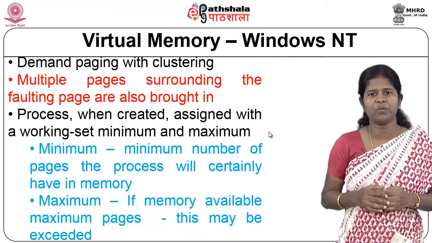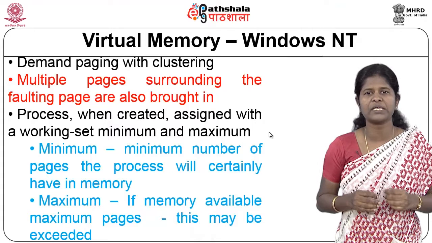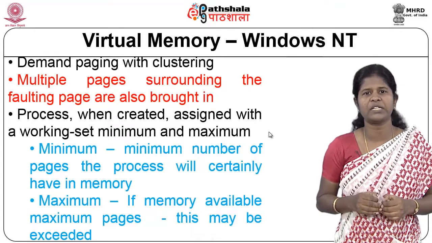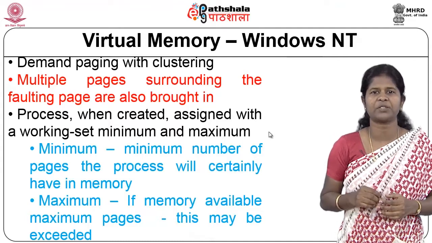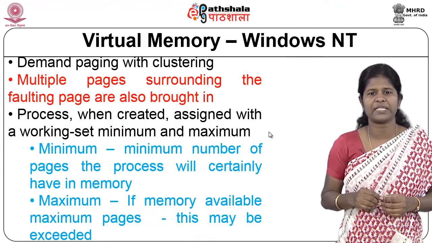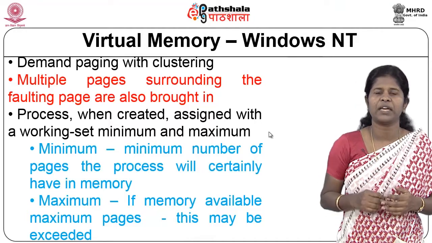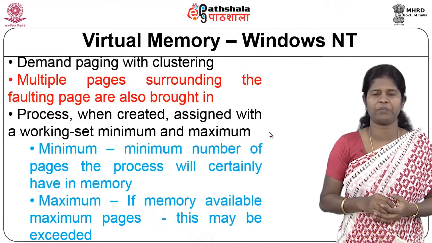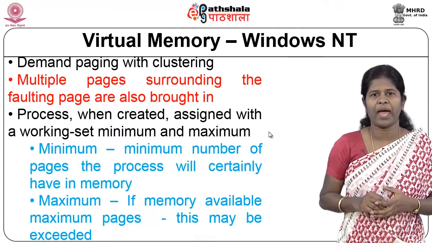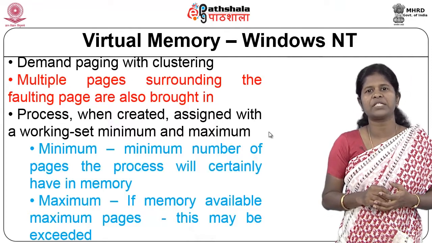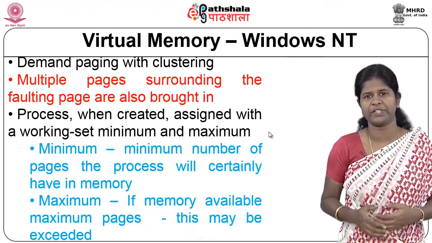The next thing done in Windows NT is that whenever a process is created, that process is assigned two values, a working set maximum value and a working set minimum value. What is meant by a working set? The working set is the set of active pages for that particular process at that particular time, and these many pages are allocated for that process in the physical memory.